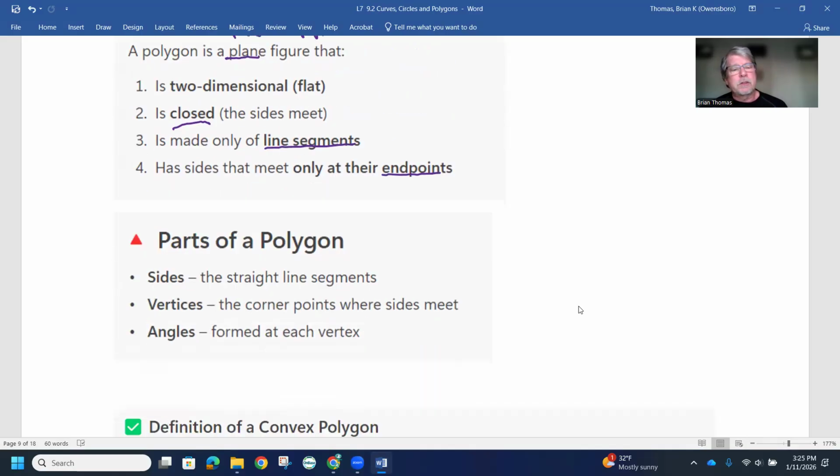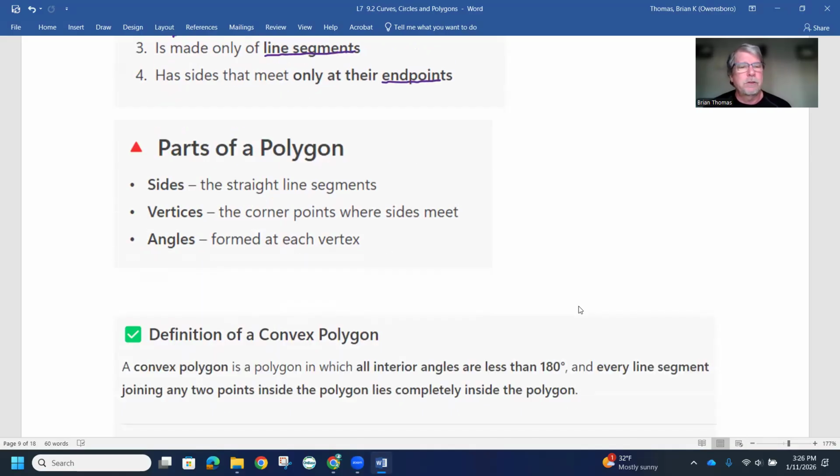So when we talk about these shapes, these polygons, some parts of polygons, we have sides, which are the line segments. The vertices are the corner points, and the angles are formed at each vertex. So two sides and the vertex will create an angle on those edges.